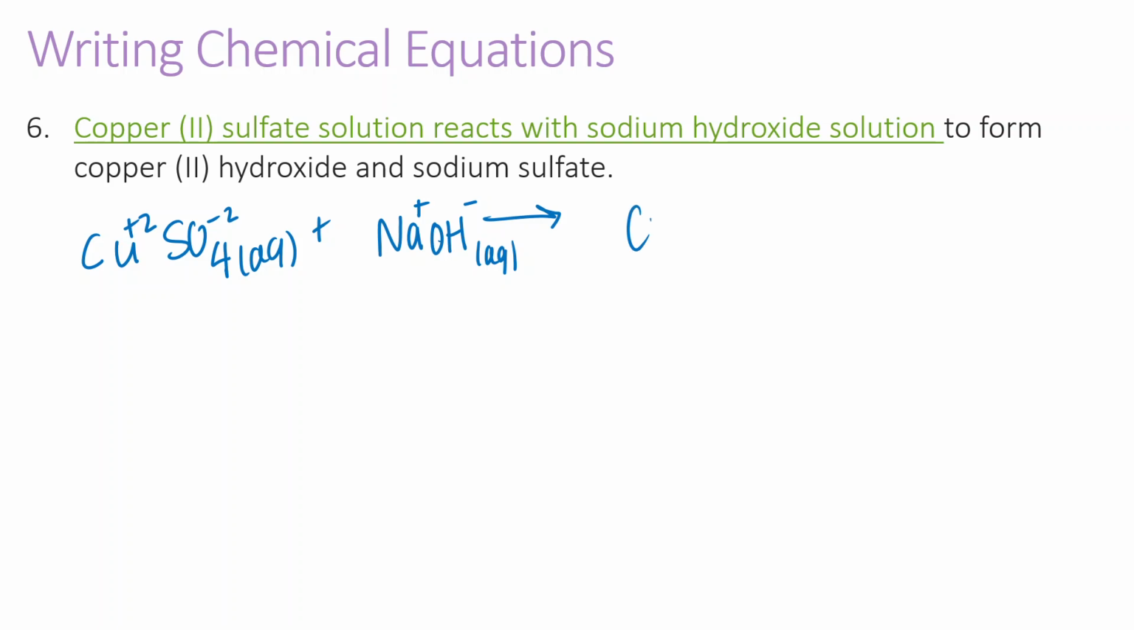We are going to form copper(II) hydroxide. So I need 2 hydroxides here. And we're going to form sodium sulfate. Since SO4 has a -2 charge, I need 2 sodiums here. Okay, so we can check if this equation is balanced. We've got 2 sodium and 2 hydroxide over here, so I'm going to need to put a 2 in front of this guy. Now, these two products, we need to figure out what their state of matter is.